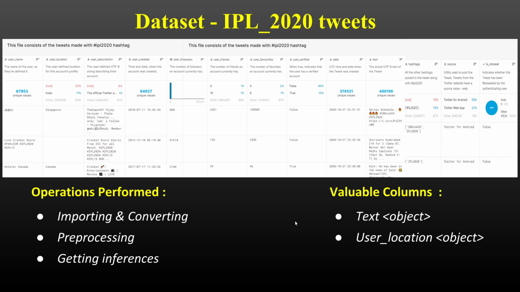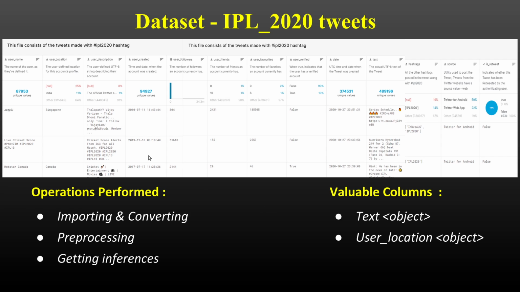Thanks, Neeraj. So let us understand the dataset. The dataset consists of the tweets with hashtag IPL 2020. It has more than 180,000 tweets and there are 13 attributes starting from August 2020. So we took the dataset from Kaggle. It was publicly available for research.